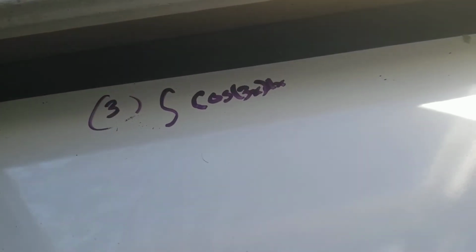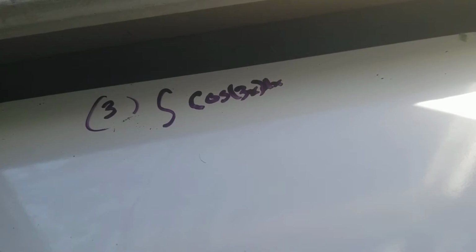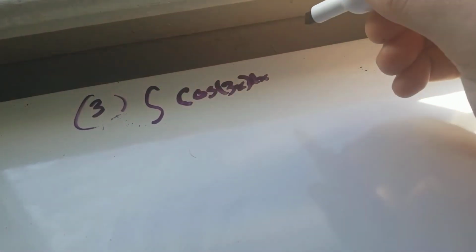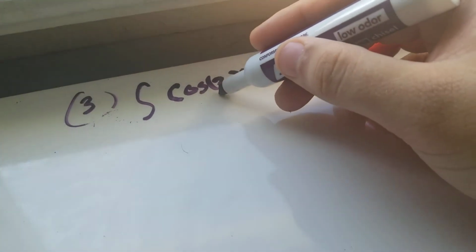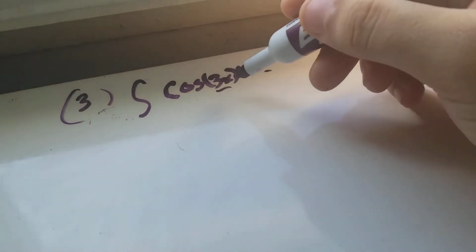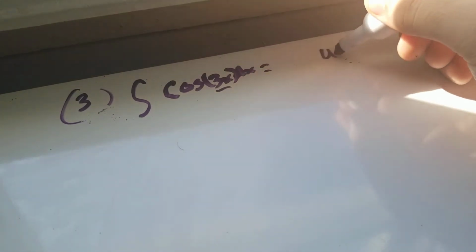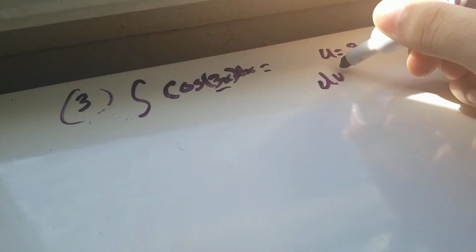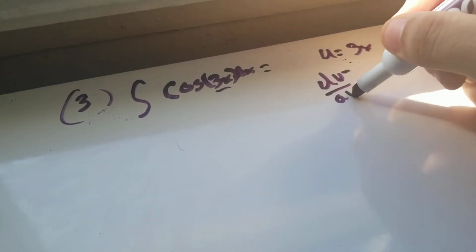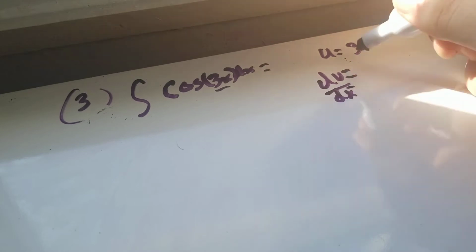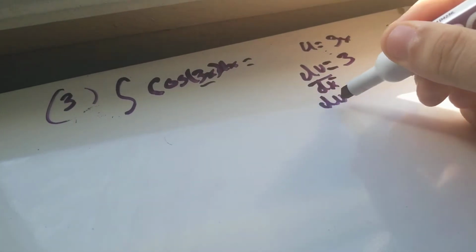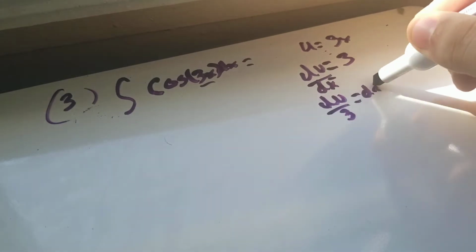Okay, we're on the next one. Number 3, the integral of cosine 3x dx. I don't know what the integral of cosine 3x is directly, so I want to figure out what u is. I'm going to call u 3x. I'm going to find du/dx, which is just 3. A little bit of algebra: du divided by 3 equals dx.